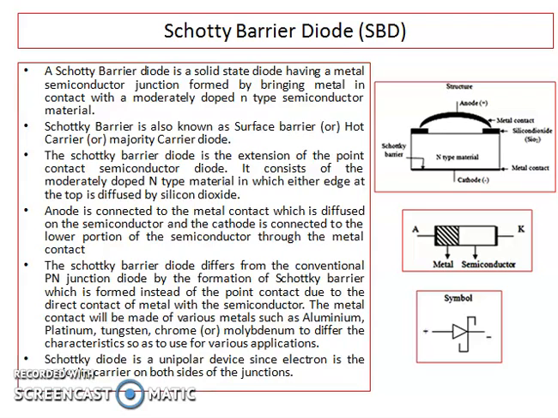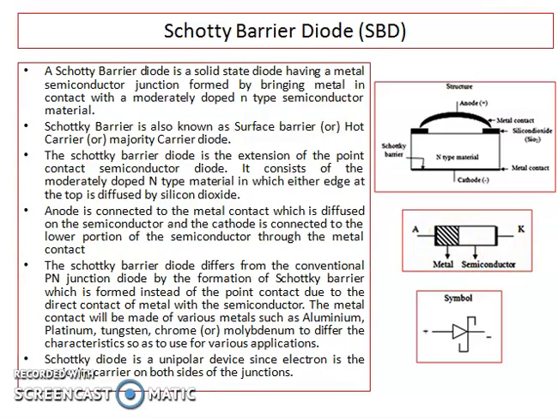In the construction diagram, we find that we have a cathode here and an anode, and metal contact is made to take the lead outputs, and here the metal contact region is created. So instead of P-type and N-type material like normal diodes, we can find that here we have a semiconductor material and metal contact is made.